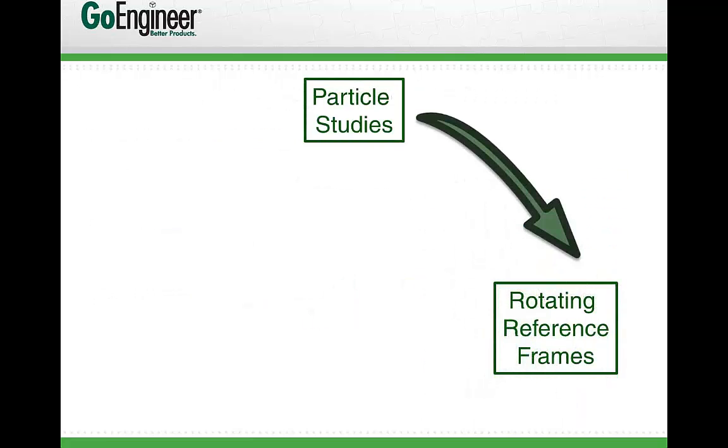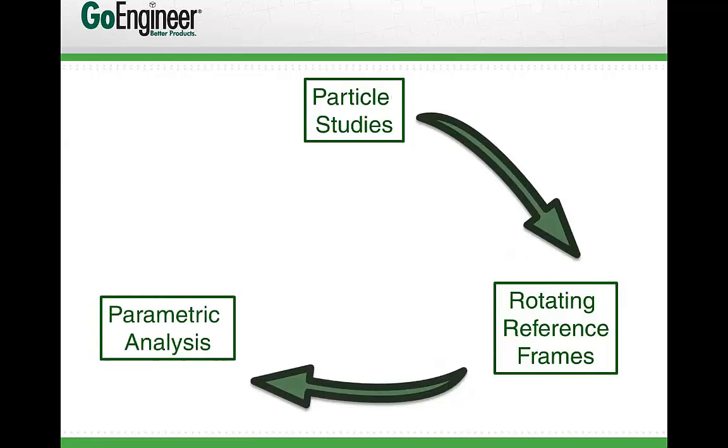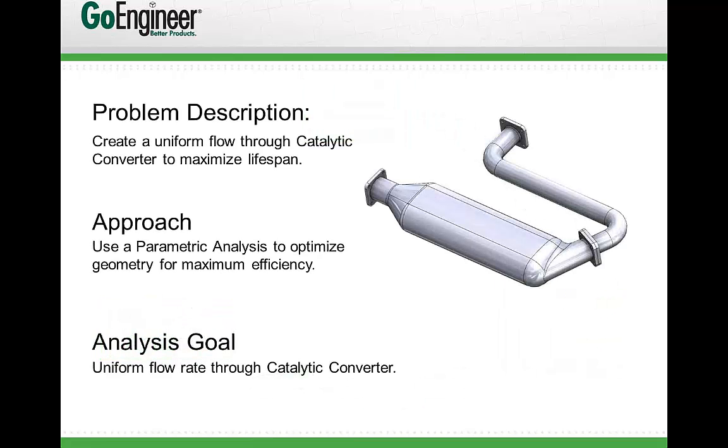So we've taken a look at rotating reference frames. And now our last study we'll be looking at this afternoon is going to be a parametric analysis, or an optimization. So the part we're looking at here, again, we're changing gears, we keep changing gears. But the description of this problem is that this is a catalytic converter, right?